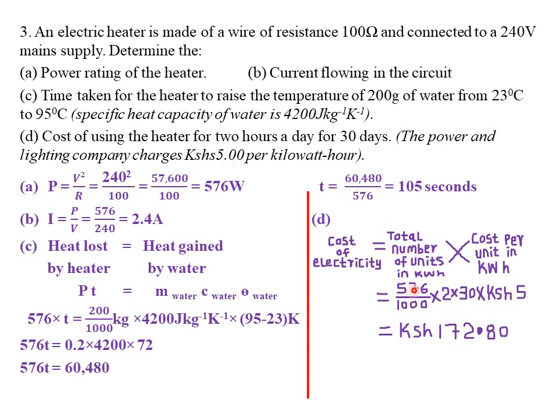So if you compute 576 over 1000 times 2 times 30 times 5 shillings, you are going to get the cost of using the heater, the total cost for using the heater as Kenya shillings, 172 and 80 cents.